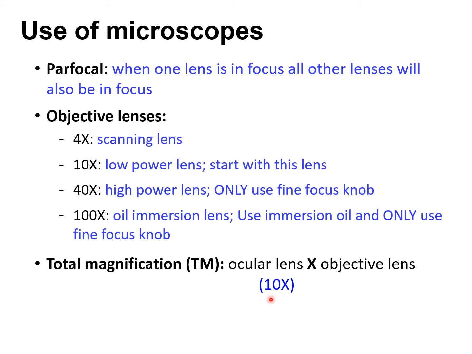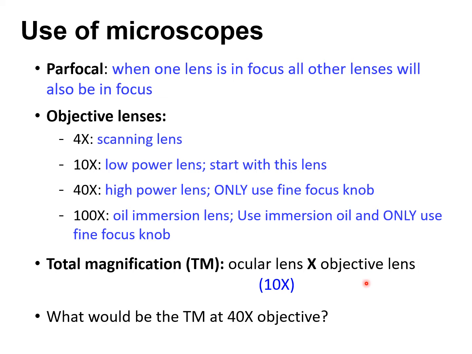that you are using. And then you go ahead and you take that and you multiply it by the objective lens that you are using. So if you're using the 40x objective, what's your total magnification? You're going to multiply 10 by 40, so your total magnification is going to be 400. If you're using your 4x, again, multiply 4 by 10, your total magnification is 40. So the total magnification for the scanning, it's going to be 40.